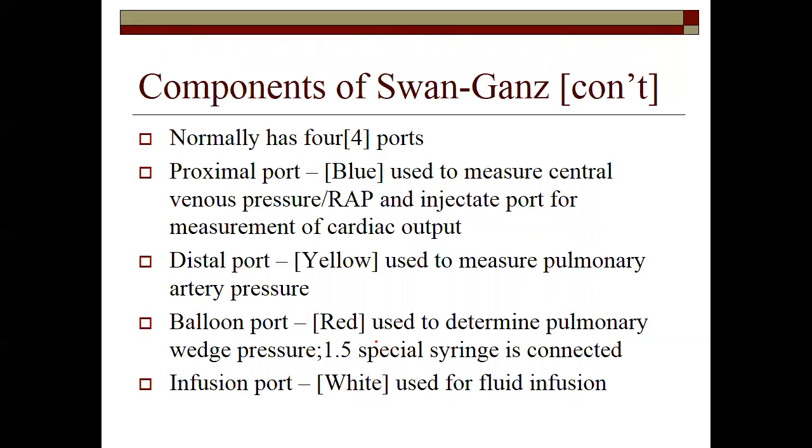Just FYI, the proximal port is used to measure the right atrial pressure, and it's also used to inject for cardiac outputs. The distal port we use to measure the pulmonary artery pressure, and the balloon port is used to determine the wedge pressure. That's what that syringe is hooked up to. And what that one's lacking is an infusion port, where we can infuse fluids or administer medications if we need. We generally try not to administer intracardiac medications, but sometimes we have to. But we can perform a large amount of fluid resuscitation through these things.